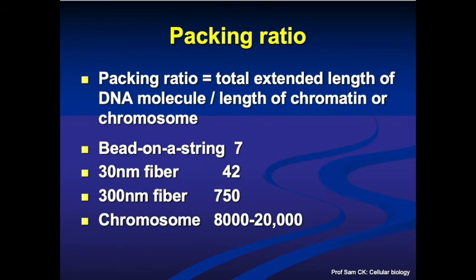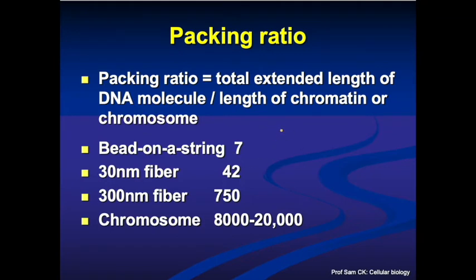Now, let's take a look at the packing ratio. The packing ratio is the total extended length of the DNA molecule divided by the length of the chromatin or chromosome. This is to see how 2 meters of DNA can be placed inside the 10 micrometer nucleus. So for beads on a string, the packing ratio is 7. How did we get this? I'm going to show this to you.